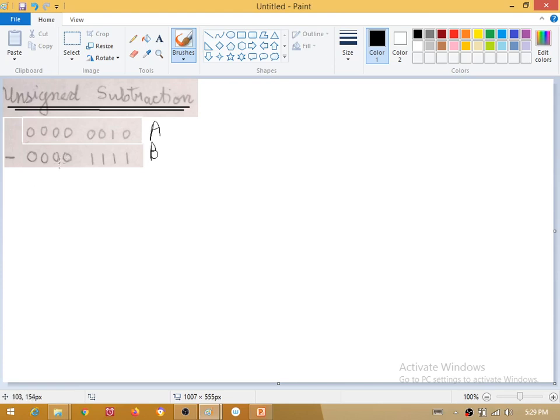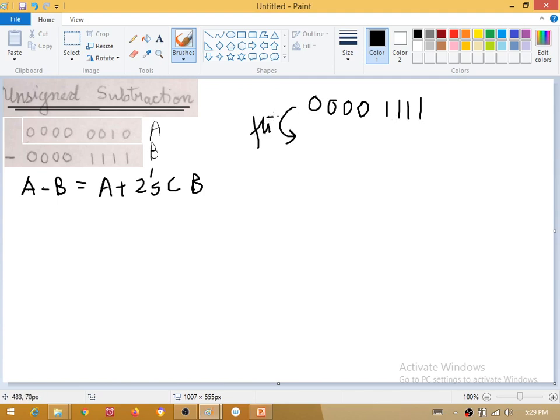So now how do we do subtraction here for unsigned numbers? Obviously the process remains the same: a minus b is actually equal to a plus 2's complement of b, right? So let's find 2's complement of b. B currently is 0 0 0 0 1 1 1 1. So flip the value, meaning take 1's complement, 1 1 1 1 0 0 0 0, plus 1. So what we get is 1 1 1 1 0 0 0 1. This is the 2's complement of b.